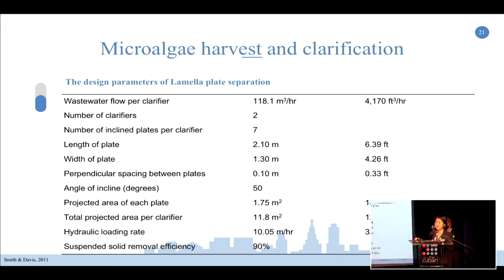So we would have two clarifiers for this presentation, and then the number of inclined plates per clarifier is 7, and at an angle of 50 degrees to reduce clogging, and then also reduce the need for backwash, which requires a lot of energy as well. And then the total suspended solid removal efficiency is 90%.